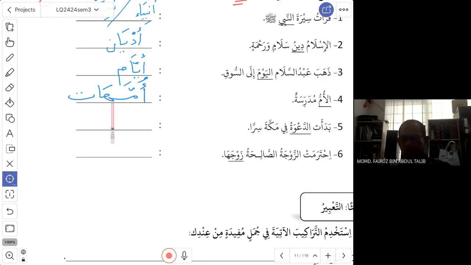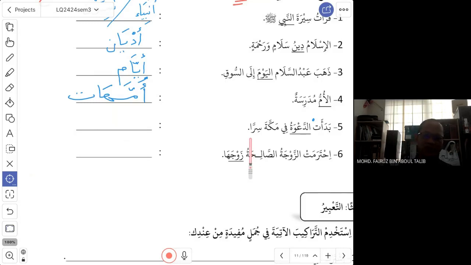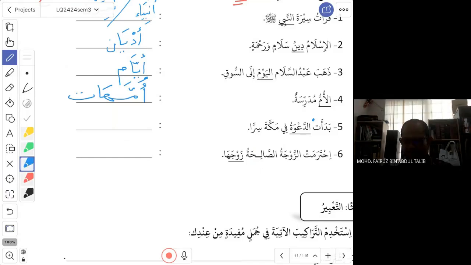Bada'at ad-da'watu fi Makkah. The da'wah in Makkah started secretly. Bada'a means started. Sir, we say sir, is a secret. So it started sirran, secretly. Da'wah, what is the jama' for the word da'wah? The jama' is jama' mu'annath salim. Okay, I give you a clue. When it's jama' mu'annath salim, you will just have alif and ta at the end.